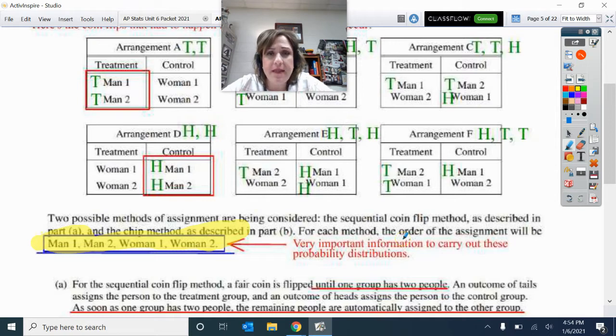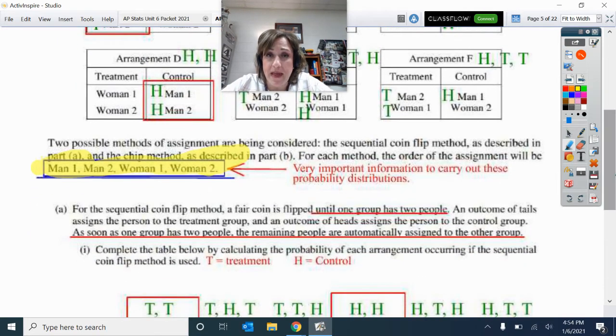Then they go through 2 different methods of random assignment of the men and women to the treatment and control groups. They list out all the possibilities, and then you're supposed to come up with the probability distribution. So let's do that. Our first described method is what's called a sequential coin flip. They'll start with man number 1 and flip the coin. If it is tails, the man will go to treatment. If it's heads, he'll go to the control group. Then they'll flip the coin again.